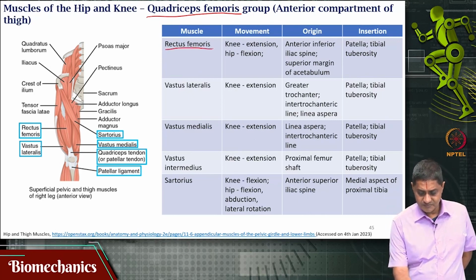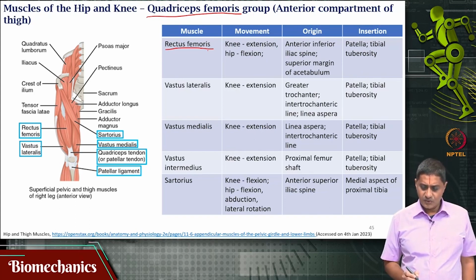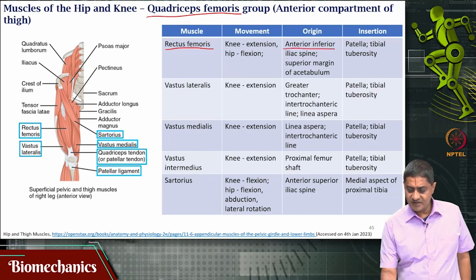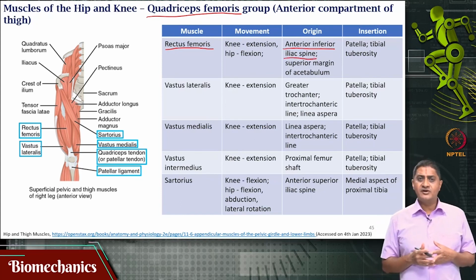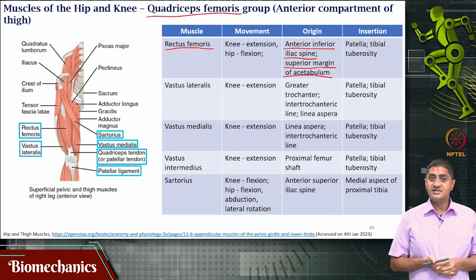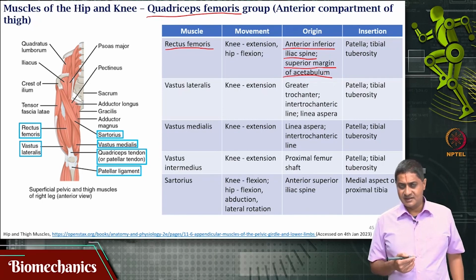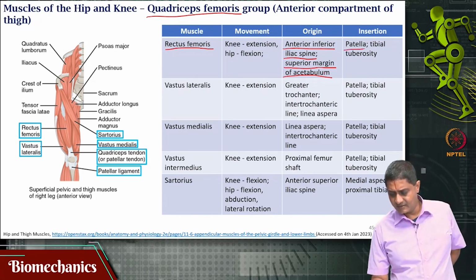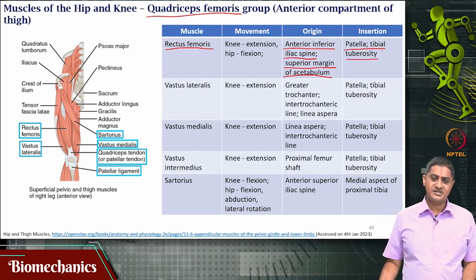These 4 muscles are rectus femoris. This originates at the anterior inferior iliac spine. So, one head of the origin is in the spine, the other head is in the superior margin of the acetabulum. Now, its insertion, or its distal attachment, is on the patella, which then continues on to become the patellar ligament, which then attaches to the tibial tuberosity.